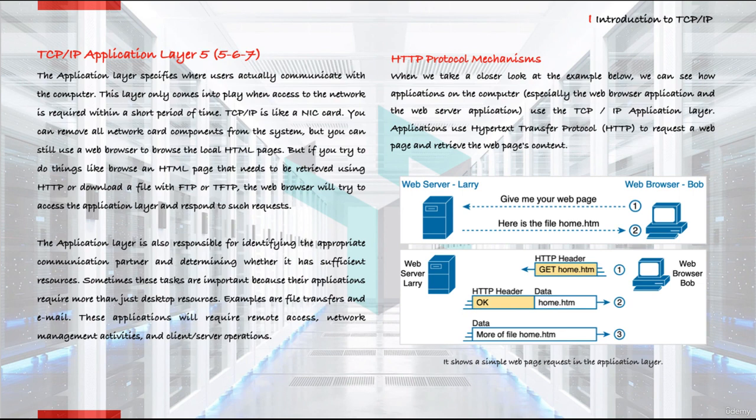The application layer is also responsible for identifying appropriate communication partners and determining whether sufficient resources are available, tasks that are important because sometimes applications require more than just desktop resources. Examples include file transfers and email, which will require remote access, network management activities, and client-server operations.